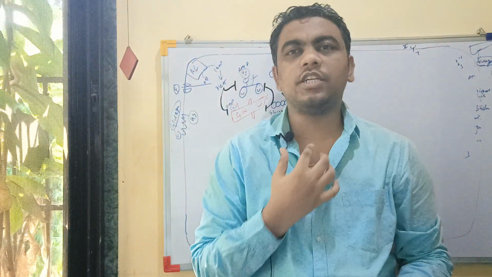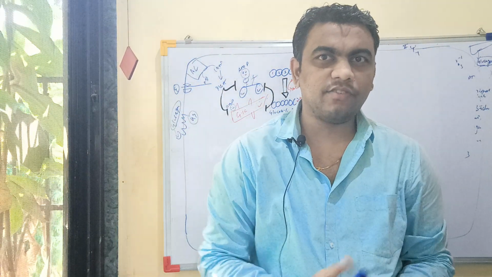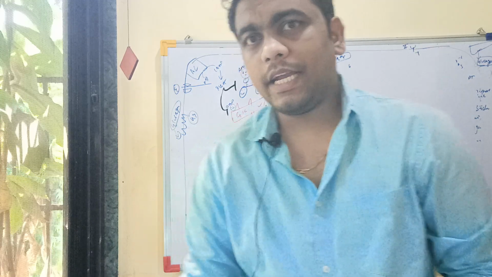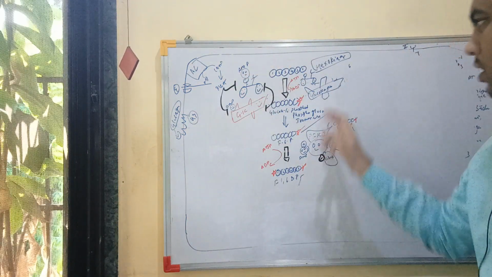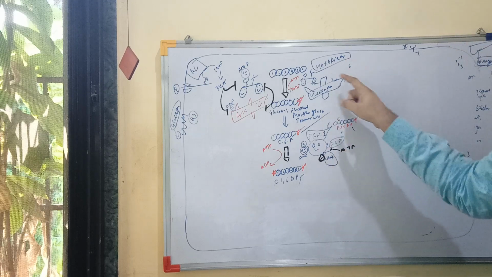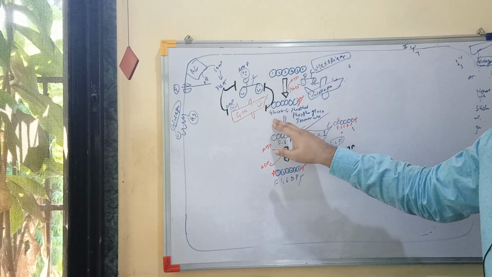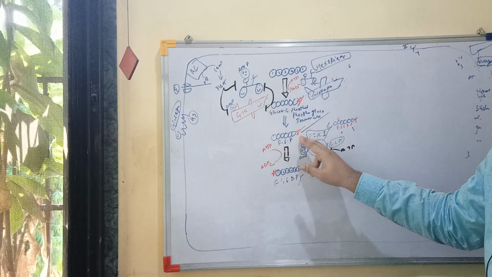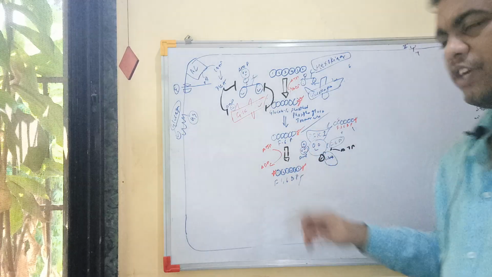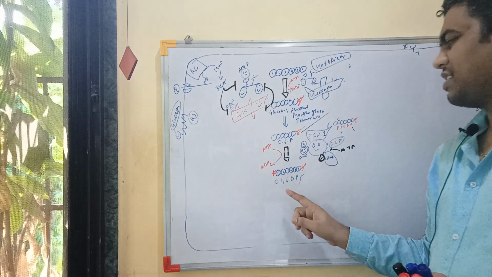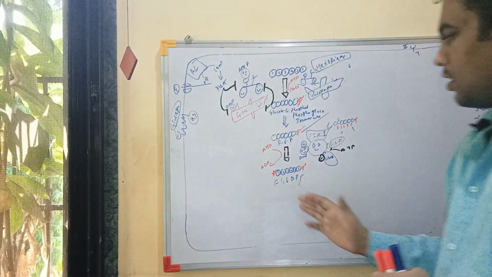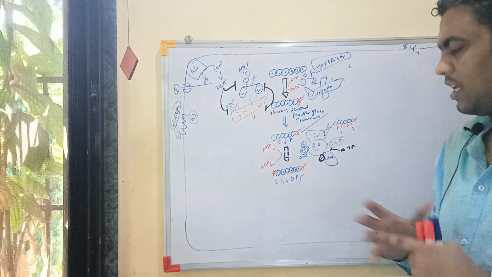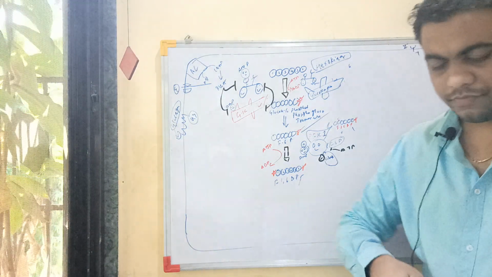Hi friends, so let's continue with our biochemistry lectures. We are discussing glycolysis, and in glycolysis we have discussed two irreversible steps, in which glucose is converted into glucose 6-phosphate, glucose 6-phosphate is converted into fructose 6-phosphate, and this fructose 6-phosphate is converted into fructose 1,6-bisphosphate. Now after this there is a very tragic event which happens.